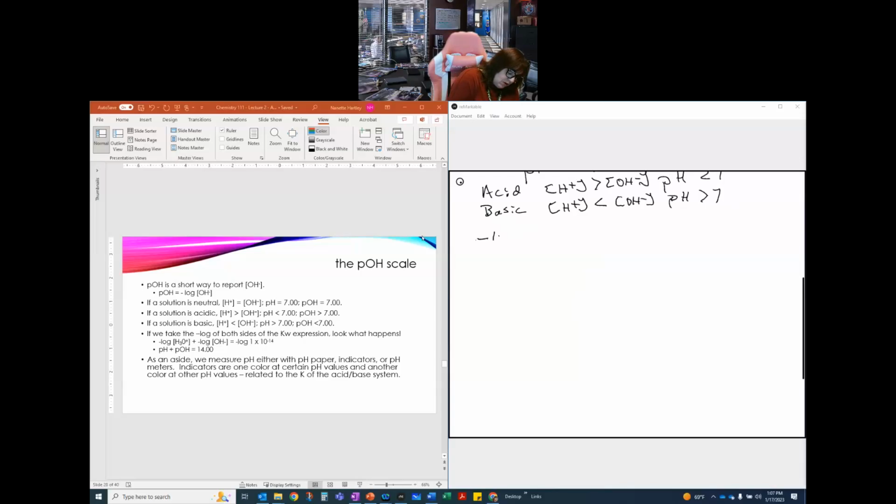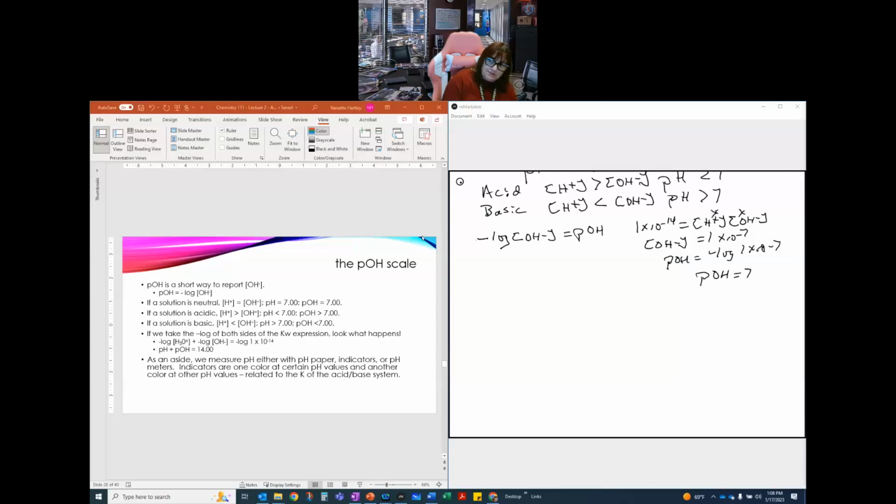So again, I can take the negative log of the OH minus concentration, and that's equal to the pOH. That little p means negative log. When we do this for water, we had that 1 times 10 to the minus 14th is equal to the H plus times the OH minus, both of these being x. We found the OH minus, therefore, to be 1 times 10 to the minus 7th. If I take the negative log of 1 times 10 to the minus 7th, that gives me a pOH equals 7.